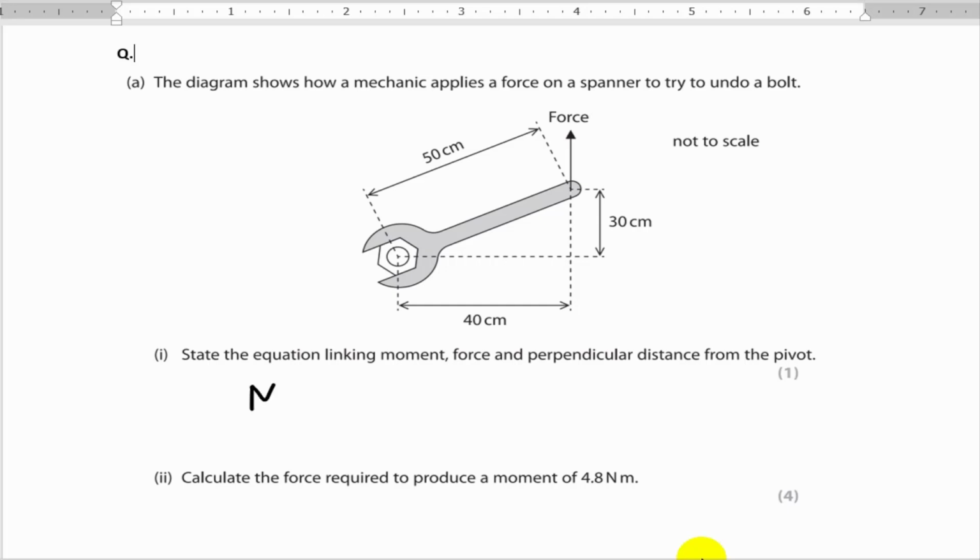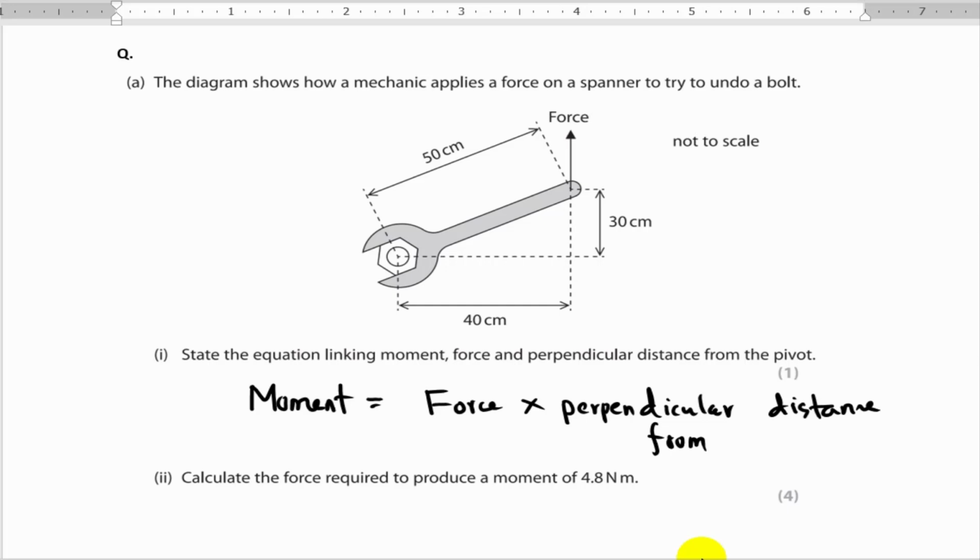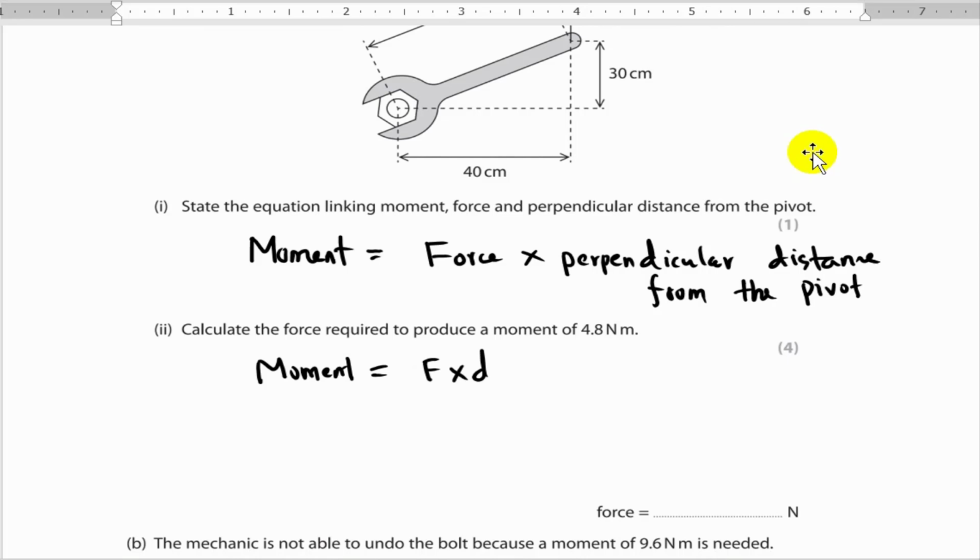Here we know moment equal to force into perpendicular distance from the pivot. So remember, moment equal to force into perpendicular distance from the line of action of the force to the pivot. Calculate the force required to produce the moment. Here moment equal to force into perpendicular distance. We have to find out the force. Here moment equals 4.8 Newton meter.